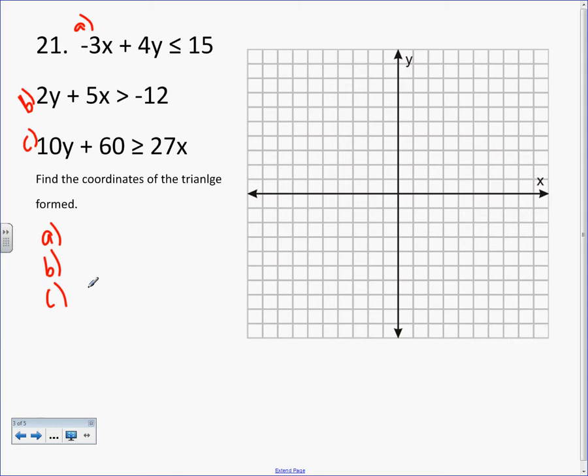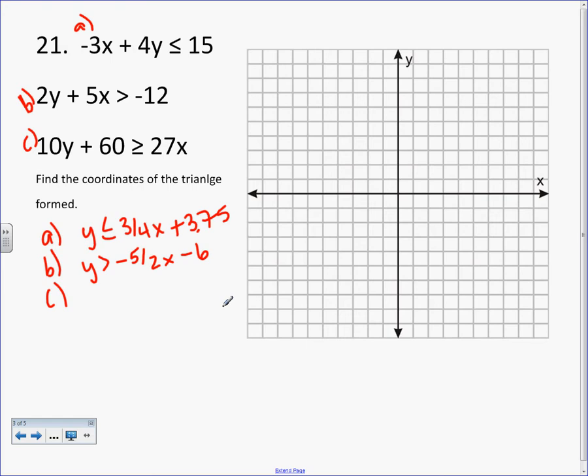Okay? For A, you should have gotten y is less than or equal to 3/4 x plus 3.75. You could have 15/4, but because we're graphing it, I want 3.75 for myself. Is that okay, A group? Did you guys get that? Okay. B group, you should have gotten y is greater than negative 5 halves x minus 6. Did you guys get that? Anybody have a question? Okay, great.